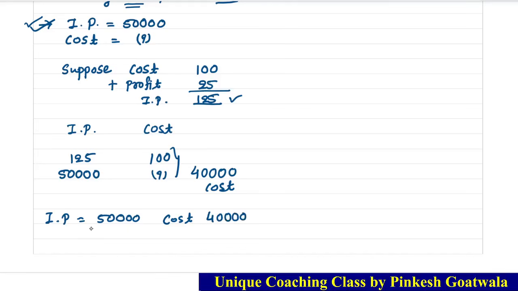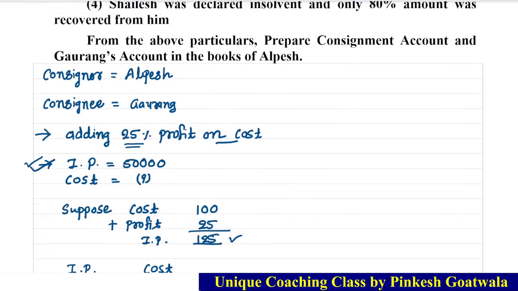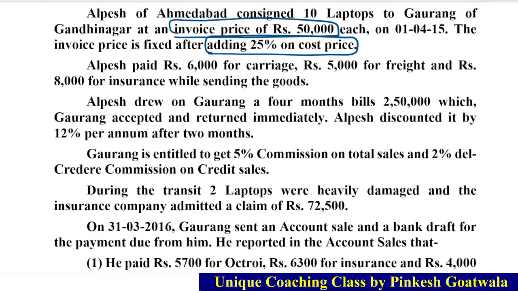Okay, and remember what is the difference between them? The difference between 50 and 40 means the profit between them is 10,000. The consigner has already added 10,000 profit and sent the goods. So remember, it's a common calculation in this chapter. And this comes in almost every sum, so you have to do this calculation.